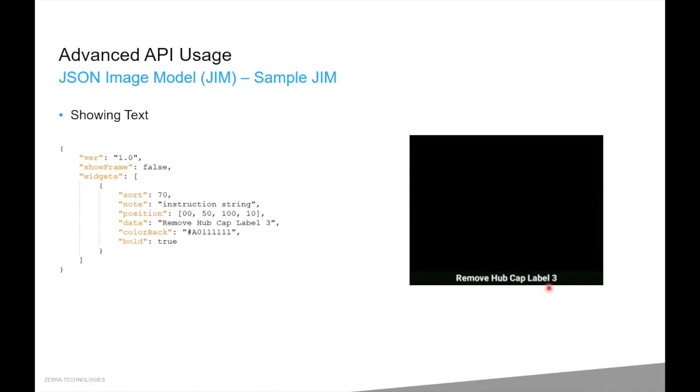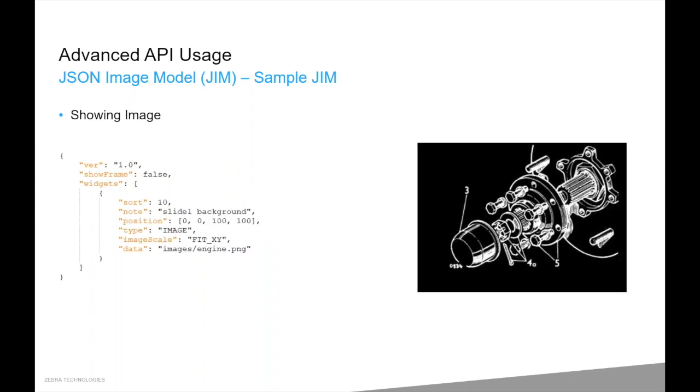The text has been bolded, and it takes up about 10% of the height of the screen. So that's probably the most simple example I could provide of using a JSON image model to create a screen for the HUD. In the same vein, I've done the same thing in this slide, but rather than displaying text, I want to display an image.